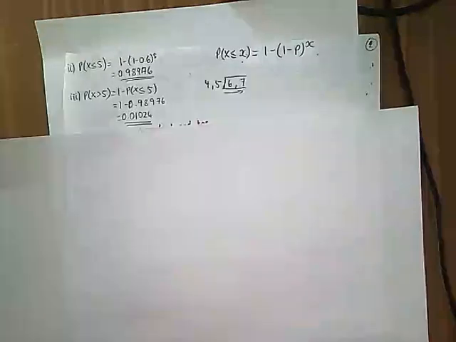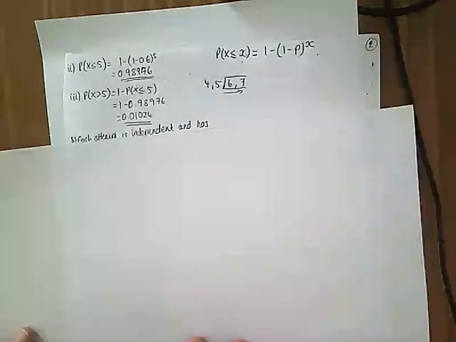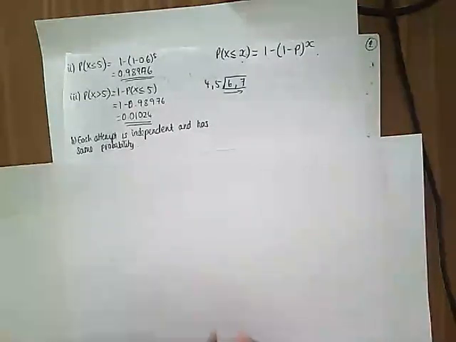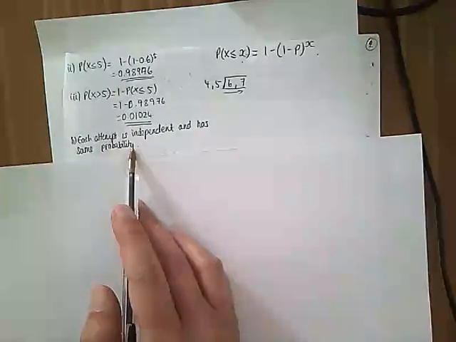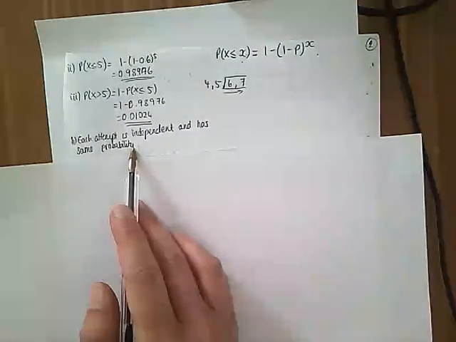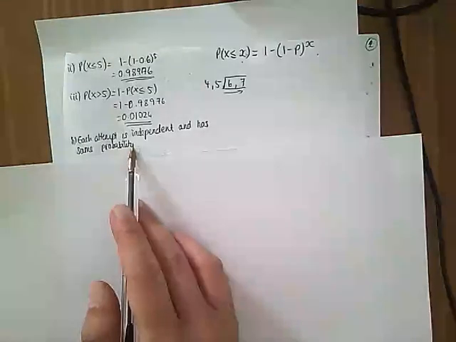Oh, question B, I forgot about question B. Question B says state 2 assumptions that you have used. Our 2 assumptions are that each attempt is independent and has a constant, the same probability. So every time Lucy takes her driving test, the probability that she passes remains the same.